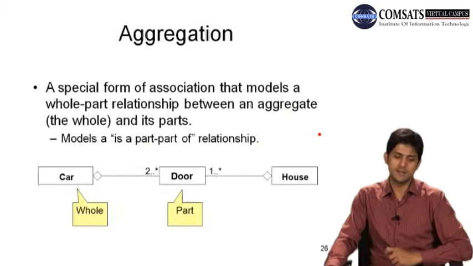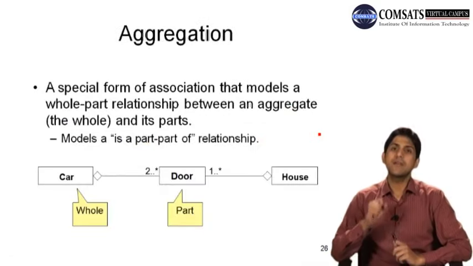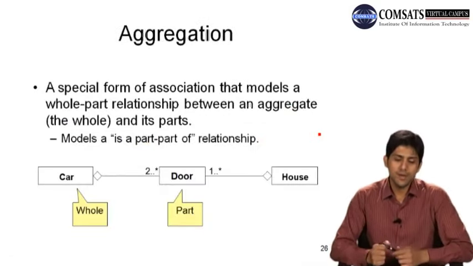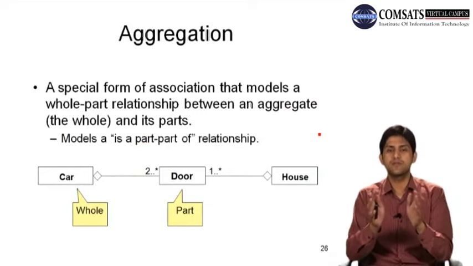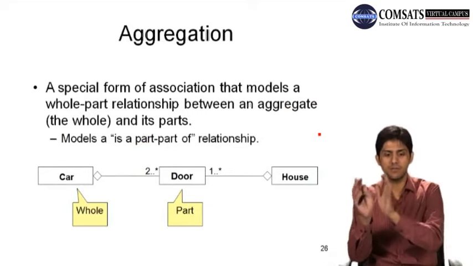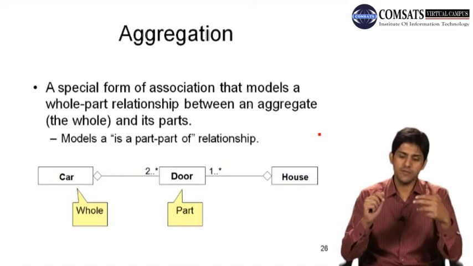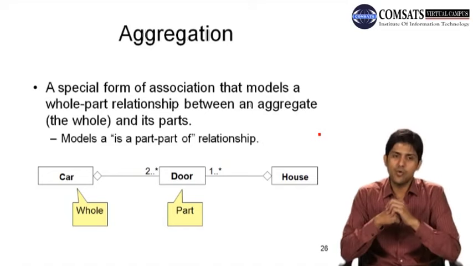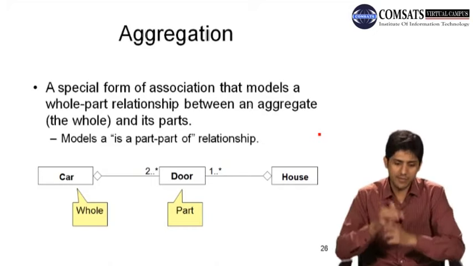associations between different classes. Okay, then comes the concept of aggregation. What is an aggregation? It is a type of association. First of all, we need to understand that this is a type of association. Now this is a special form of association that models a whole-part relationship between an aggregate, the whole, and its part. The example is very simple.